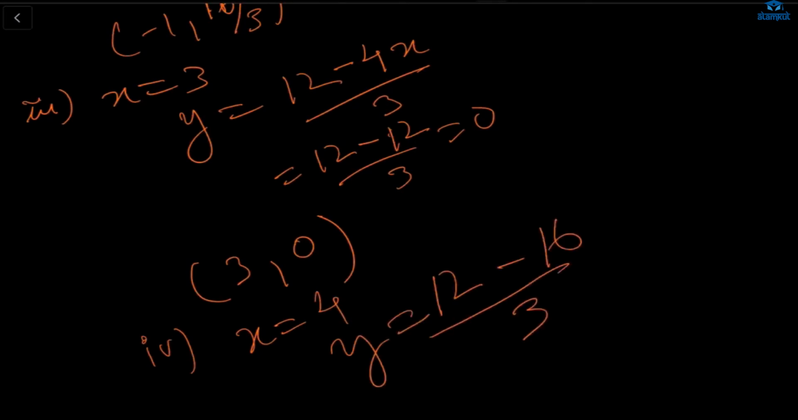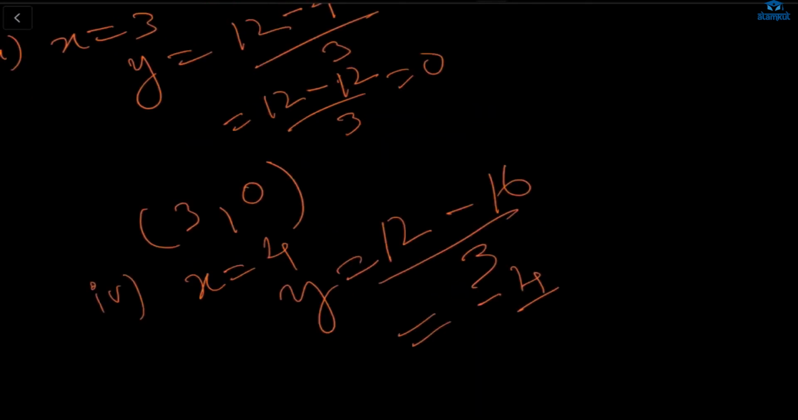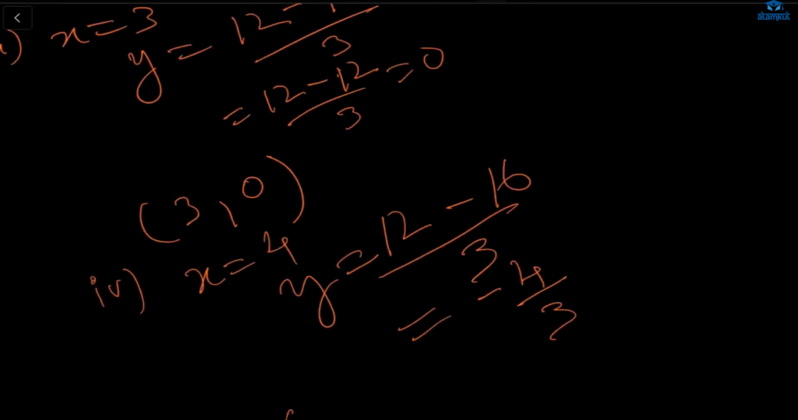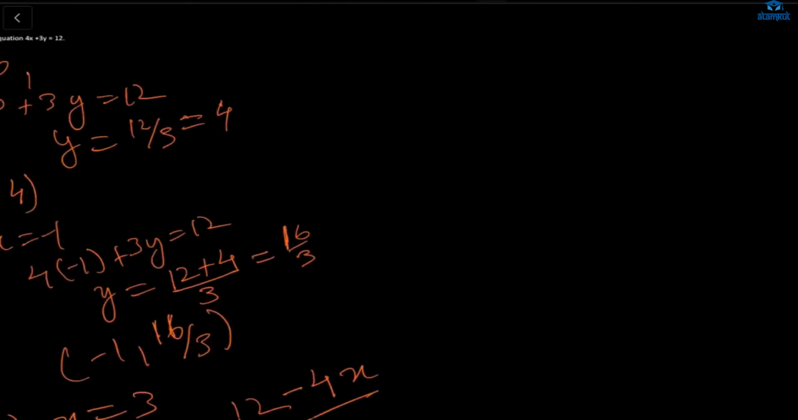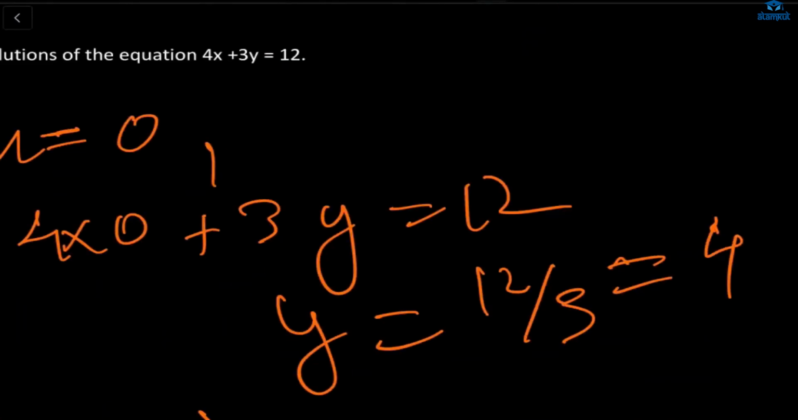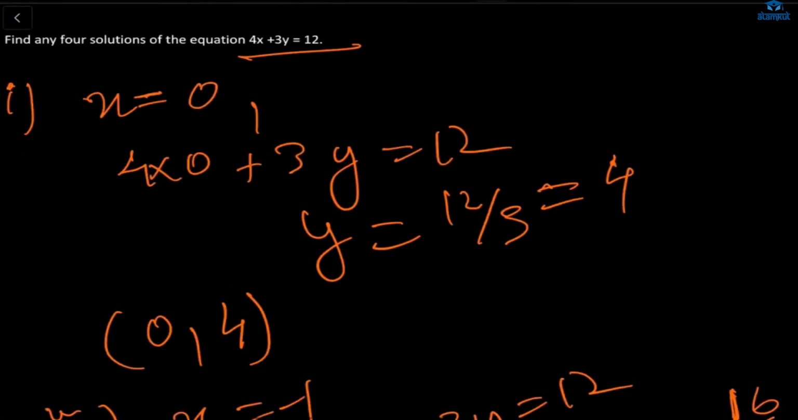2. Oh, sure. So what? Minus 4 by 3. Ma'am, how is it 16? 4x. Minus 4x. So 4 for the 16. I have changed this equation. See the equation here. This equation I have changed into the y format. y is equal to 12 minus 4x by 3.